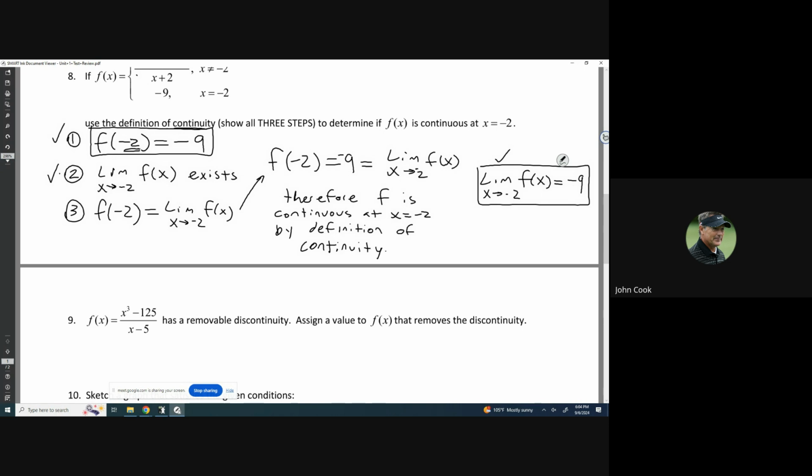Okay, there we go. So I wrapped up the first page. We just got through number 8, and I think that's a good place to stop for this video.